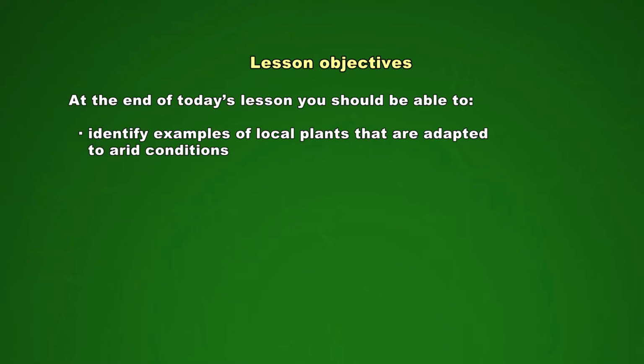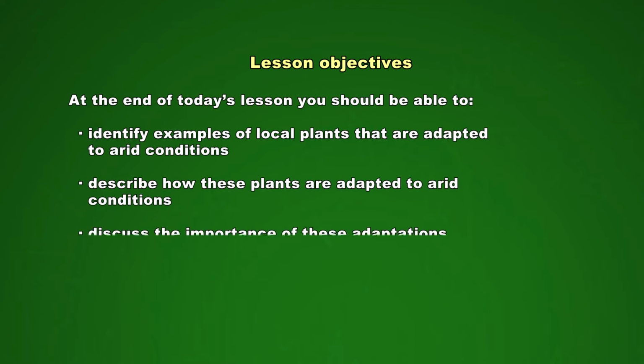Learning objectives. Learners will be able to identify examples of local plants that are adapted to arid conditions, describe how these plants are adapted to arid conditions, and discuss the importance of these adaptations for the plant. Let's get started.